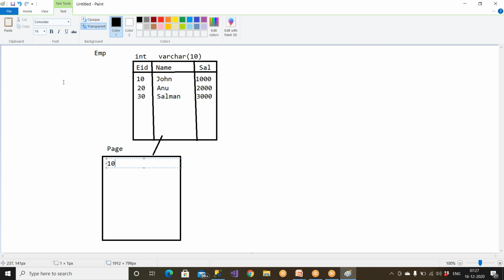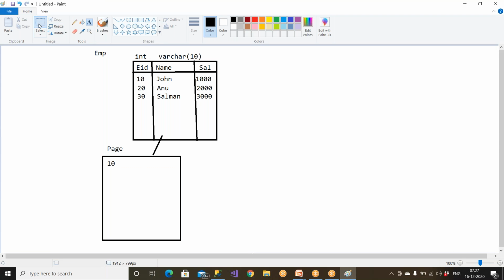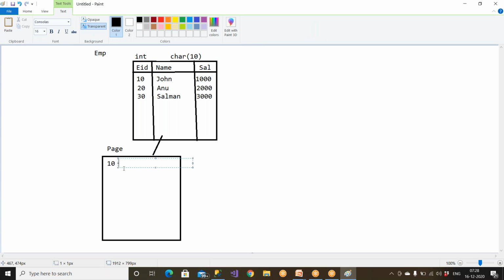Let me first explain character data, then we'll go for the varchar data. Okay, if I have character, what happens here? The 10 is going to be stored in the page. Next, you will have John. John occupied only 4 letters. Fifth, sixth, seventh, eighth, ninth, 10. Then after that, 1,000 will get stored.